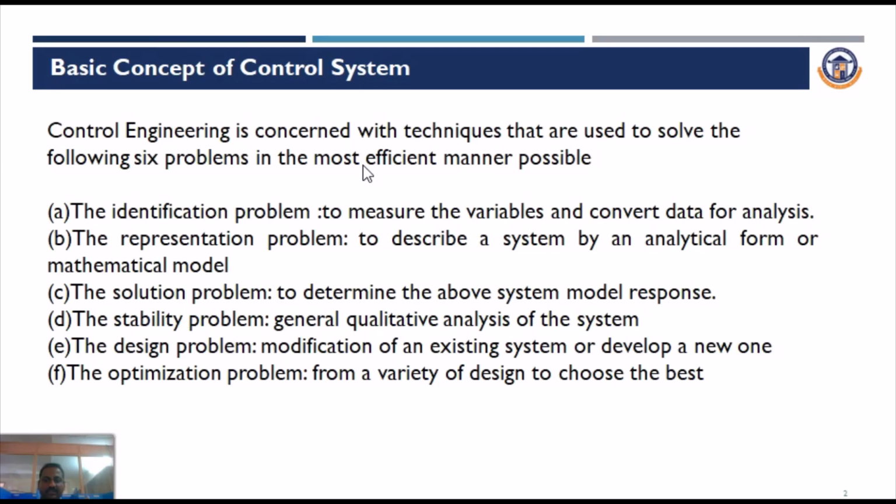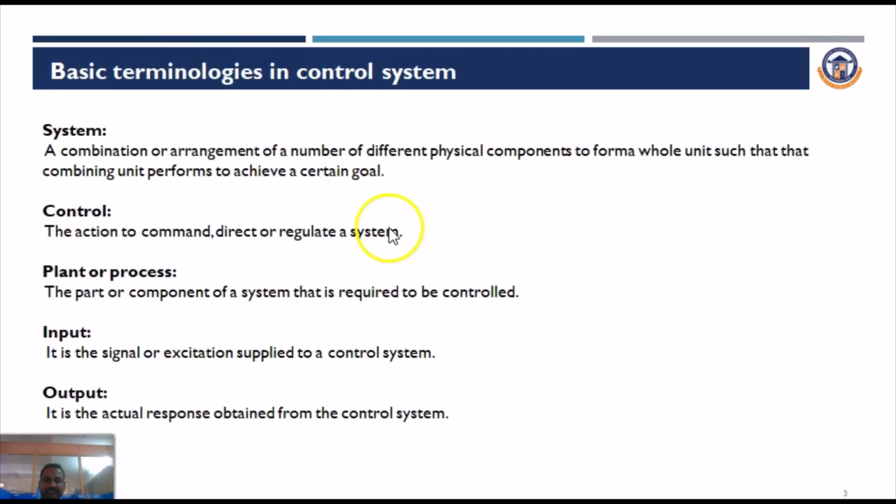The first is identification of the problem, that is to measure the variables and convert data for analysis. The second one is the representation of the problem, to describe a system by an analytical form or mathematical model. The solution problem, to determine the above system model response. Next, the stability problem, general qualitative analysis of the system. Next, the design problem, modification of an existing system or developing a new one. Optimization problem, from a variety of designs to choose the best.